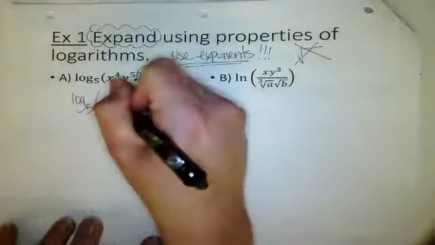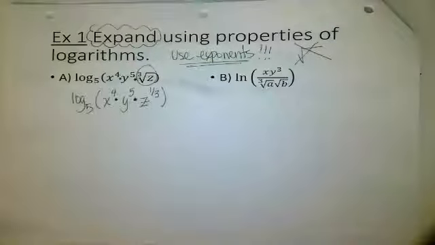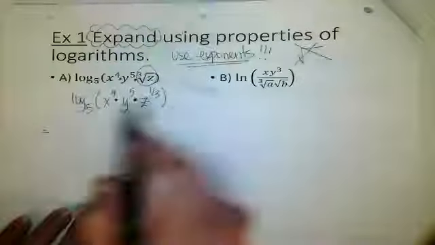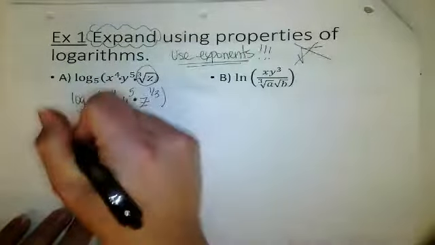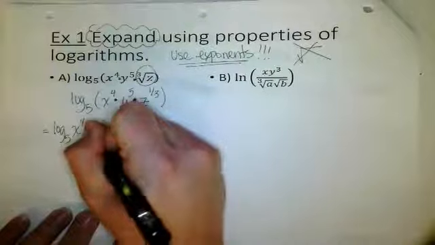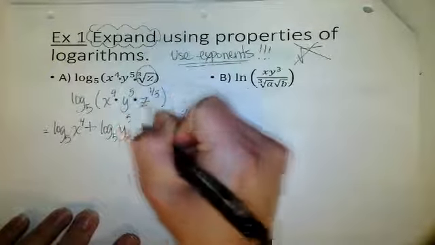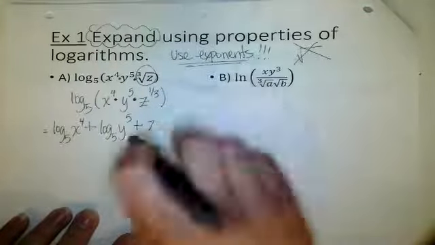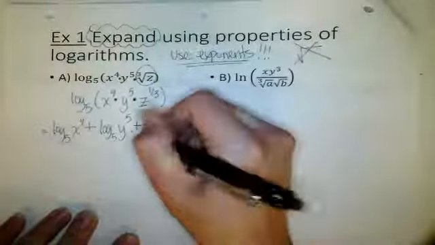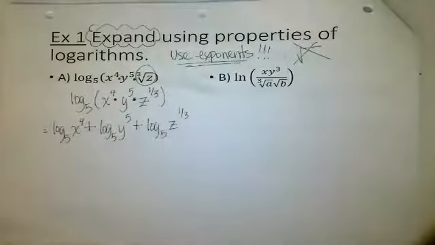Now, this is a giant product. So what property can we use? The product property. Very good. And so what that means is we get to add up a bunch of logs. That's going to be log base 5 of the first thing plus log base 5 of the second thing plus log base 5 of the third thing. Lots and lots of logs.